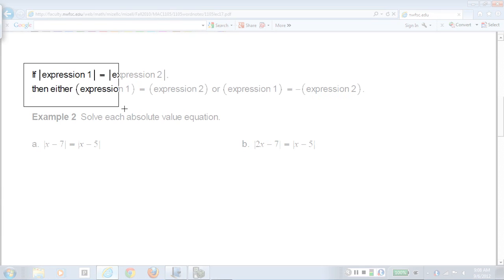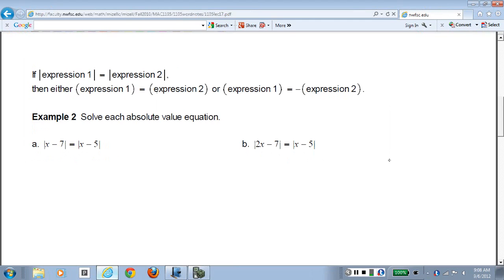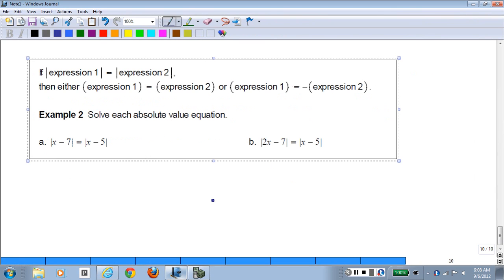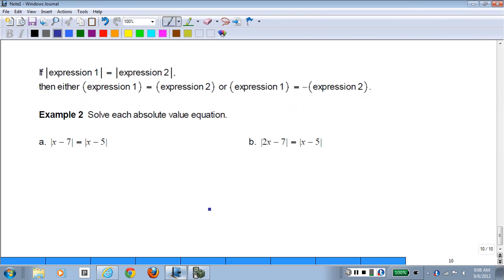Suppose we've got two expressions equal to each other, and each one is the absolute value of an expression. So we've got two expressions. Think of them as two numbers. Under what circumstances could two numbers have the same absolute value? I have a number over here, a number over here, and these numbers have the same absolute value. What's one possibility? They're the same number. They definitely have the same absolute value. What's the other possibility?